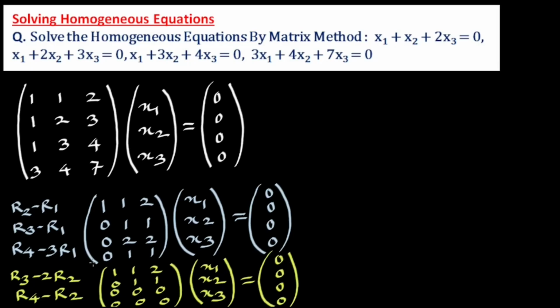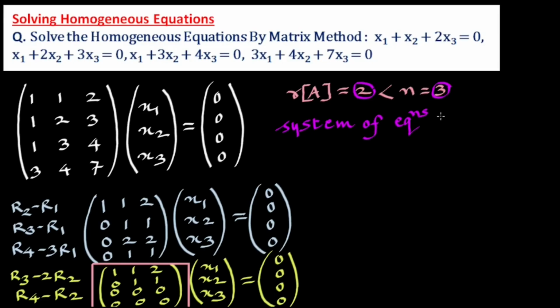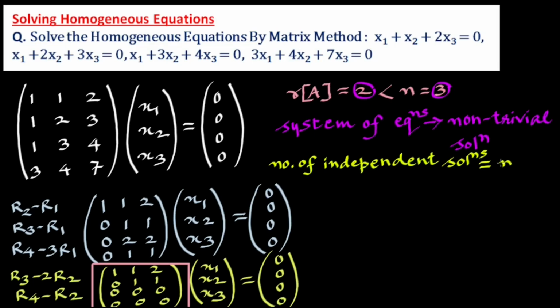Now the rank of this coefficient matrix A is 2 because there are two non-zero rows, which is less than the number of unknowns, 3. The system of equations has a non-trivial solution. What does that mean? The number of independent solutions will be the number of unknowns minus the rank of the coefficient matrix, 3 minus 2, 1. Now we can write this one independent solution.